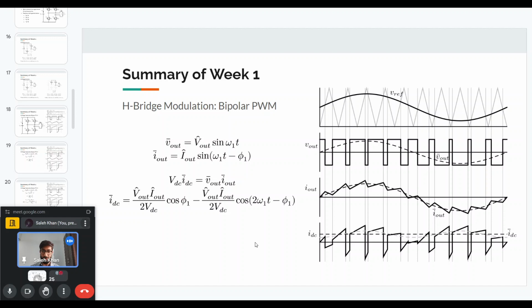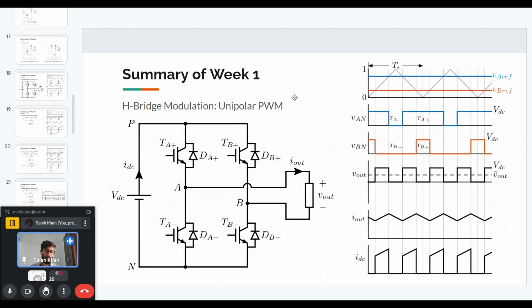So this was about bipolar PWM. Then another type of modulation that we have is what is called unipolar modulation. And in this case, it is slightly more complicated because we have the same carrier, but we now have two reference waveforms to compare with this carrier. VA ref will give us the switching signals for the first leg, that is leg A, and VB ref will give us the switching signals for leg B. And how VA and VB are related between themselves is that VB ref is equal to 1 minus VA ref. So whatever the value of VA ref, VB ref will be equal to 1 minus that value.